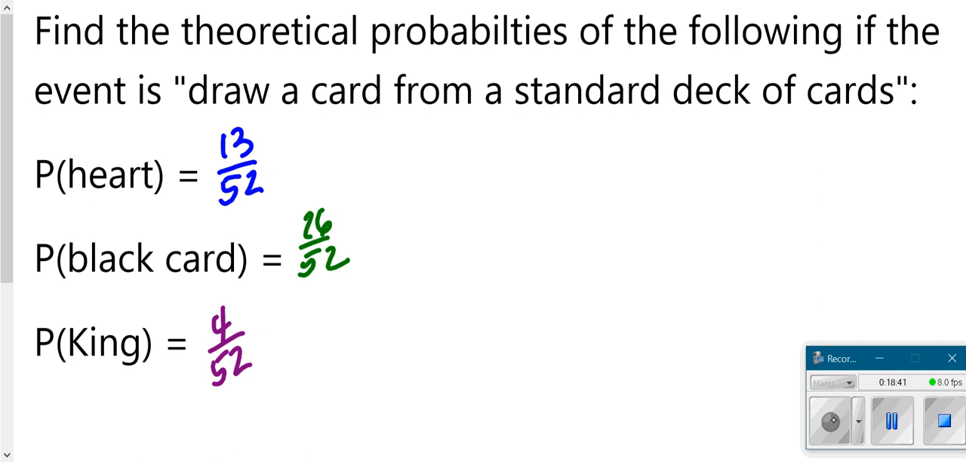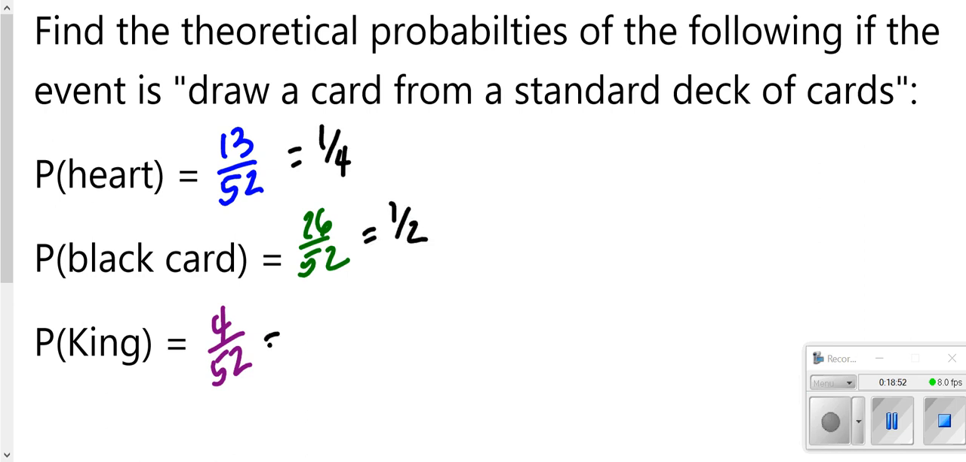Okay, so hopefully you tried those on your own. I left these as non-reduced fractions. You certainly can reduce every one of them. So this reduces to a fourth, this reduces to a half, this reduces to 1/13, right? If you did reduce it, or you could write it as a decimal, that's okay too.